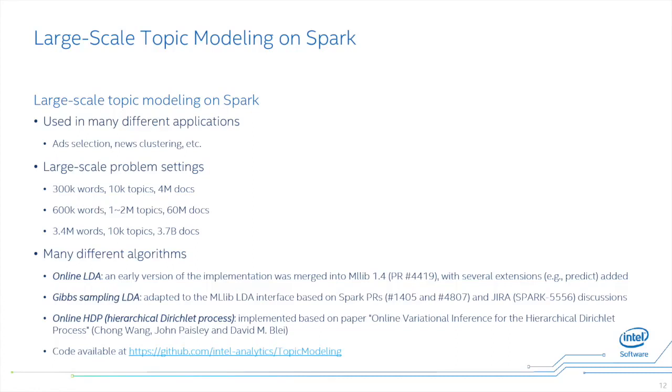Different applications have different problem settings. In the first one, you have about 300K words, 4 million documents, and about 10,000 topics, which is reasonable. But there are cases where you have a very large number of topics, say in one case 1 to 2 million topics you try to infer. And in another case you have 3.3 billion docs you try to process. We have built a package of different topic modeling algorithms and shared it with the community. The code is available on GitHub, and there is also some discussion in the Spark Jira.